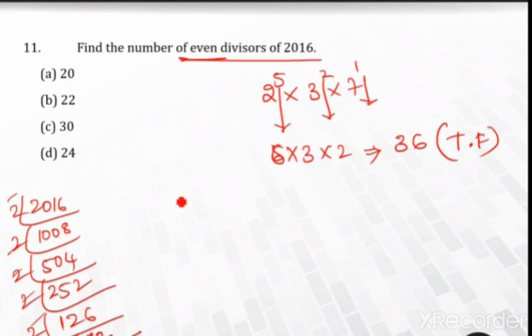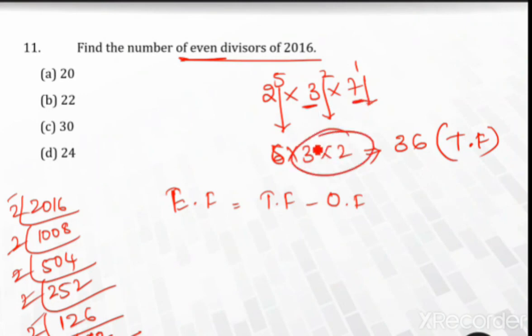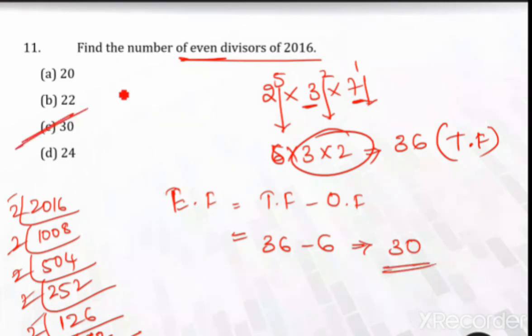We have to calculate even factors. For calculating even factors, we have to calculate total factors minus odd factors. Now what about odd factors here? We have to see the odd bases. What are the odd bases here? 3 and 7. 3 into 2 will give the result as 6. 36 minus 6 will give the result as 30. Answer is option C, 30.